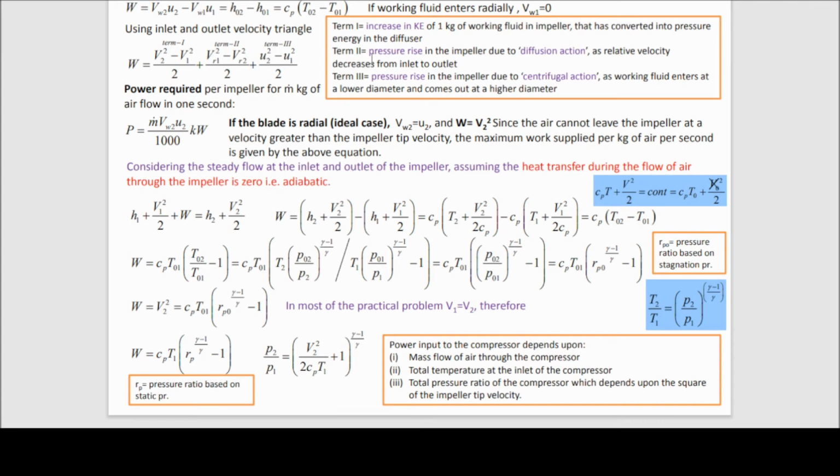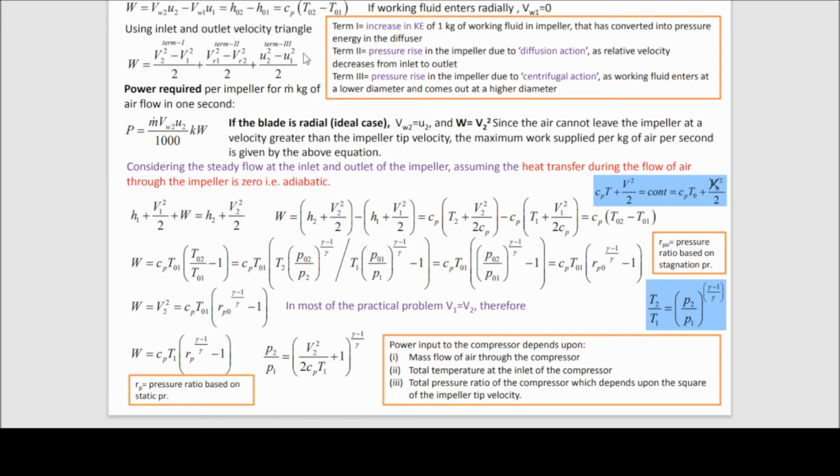That is the first term. Second one, this is again the pressure rise only. This is the pressure rise in the impeller only, due to the relative velocity changes. So due to diffusion action, the relative velocity decreases from inlet to the outlet.